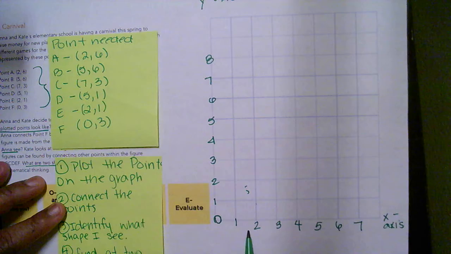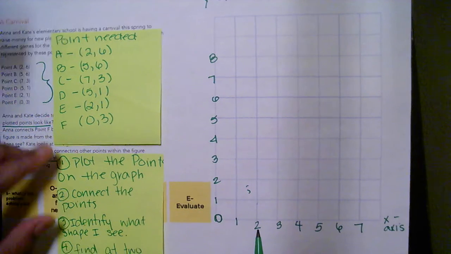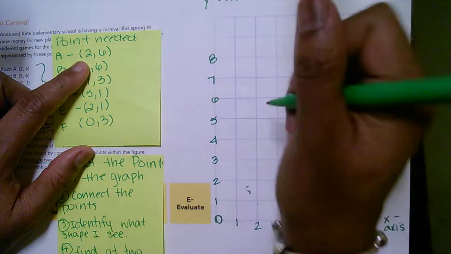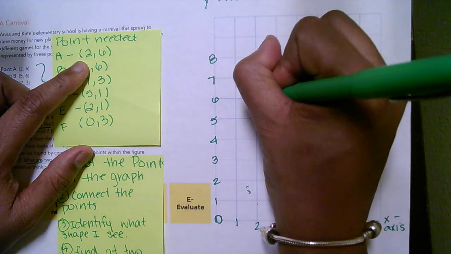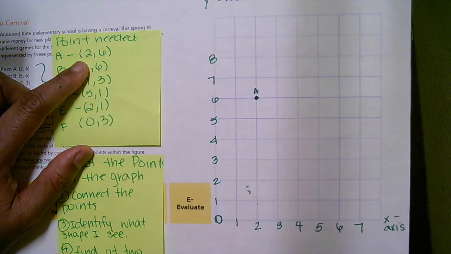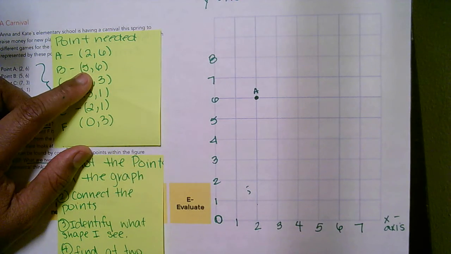Okay, so now I am ready to plot my points, and I go back to my, think about these numbers at the bottom as an elevator. So I'm going to elevator 2, and I'm going up 6 floors. So I plot that right there. I label this point A, okay? And I check it just to kind of let myself know that I'm done, okay?